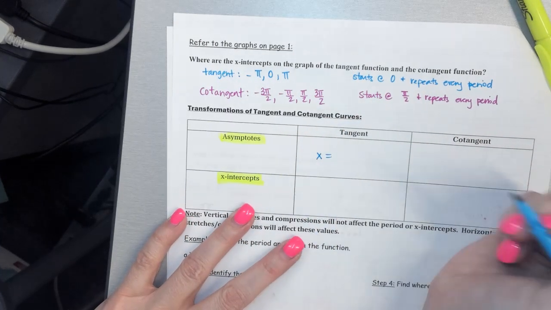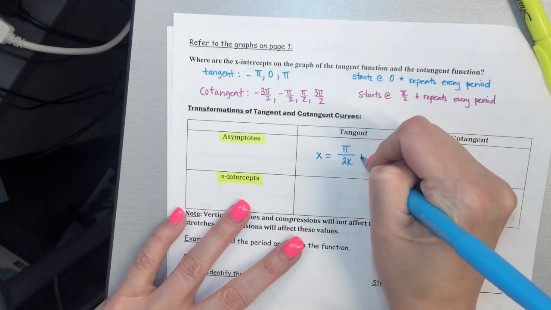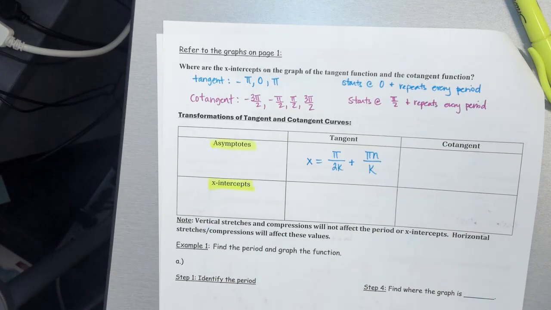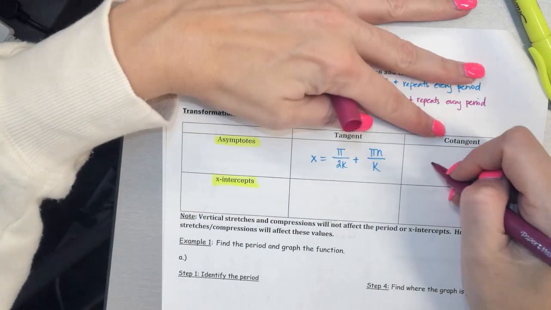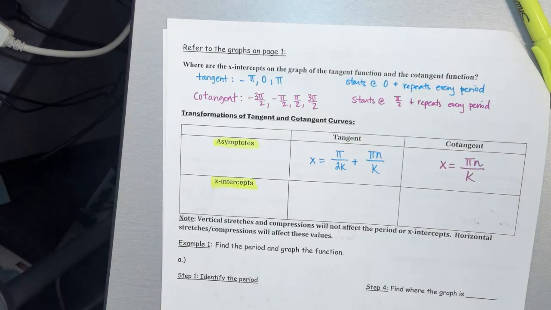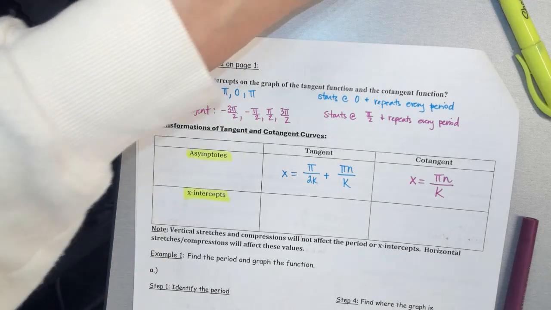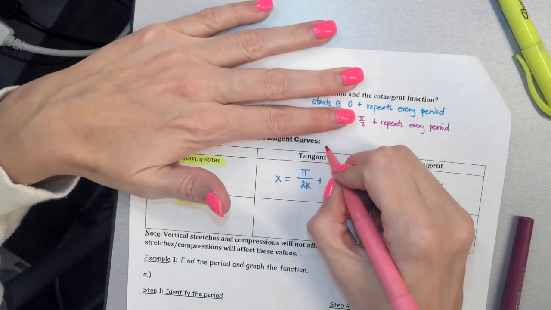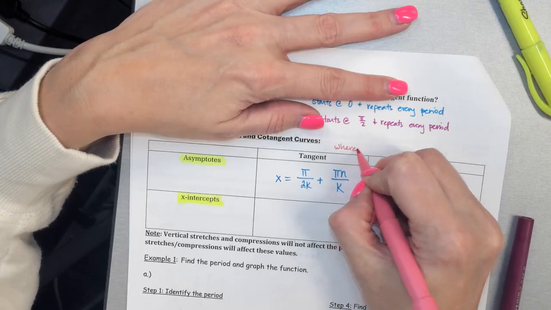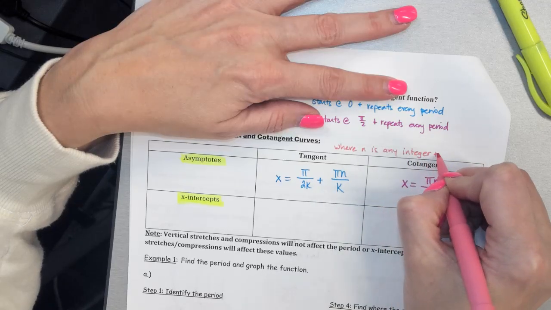So for the tangent, if you're finding the asymptotes, you can use pi divided by 2k plus pi n divided by k. And for the cotangent, you can use x equals pi n over k. Okay, just remember that everywhere in this table, this is going to be where n is any integer. And we are going to be plugging in integers.